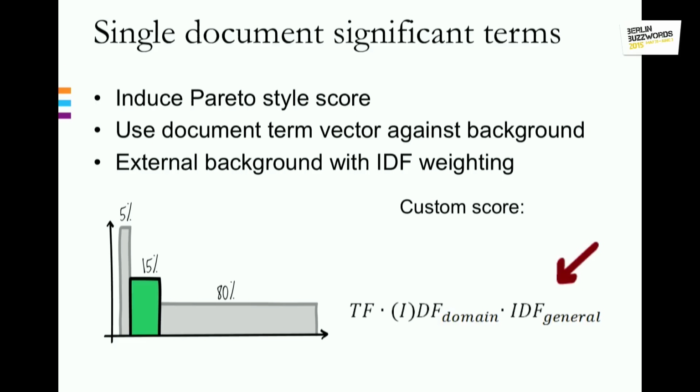The TF brings the document in, the IDF brings out the uncommon things. The middle term is a bit situational, because if you have a very noisy data set, this is an in-domain IDF, which will suppress noise that is in the domain. If you have very clean data, you might want to bring forth structure from the domain, so then you use a document frequency instead. These tend to work a lot better than just running the significant terms on a single document.